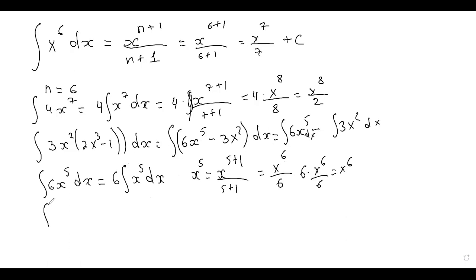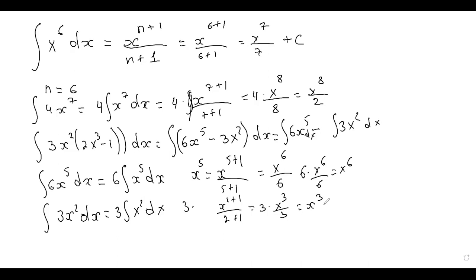And in the same way, for 3x squared dx, we can take out 3. So let's do the integral of x squared dx. Again, 3 times x squared plus 1, x to the power of 2 plus 1 divided by 2 plus 1. So 3 times x cubed divided by 3. So it will be x cubed. So then that will be x to the power of 6 minus x cubed.